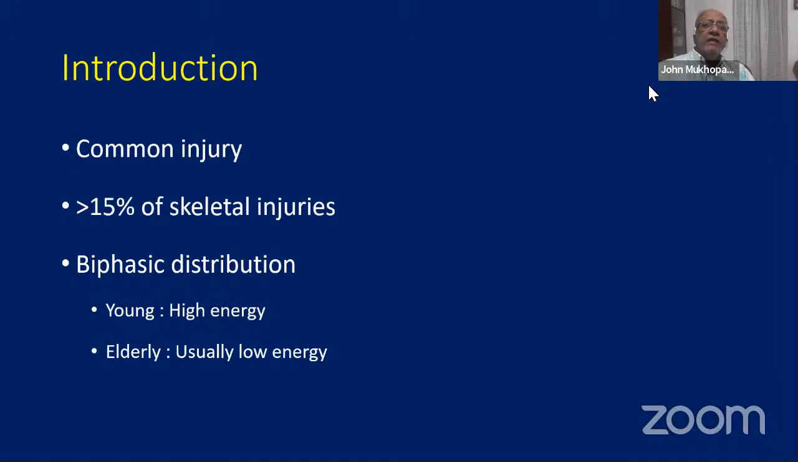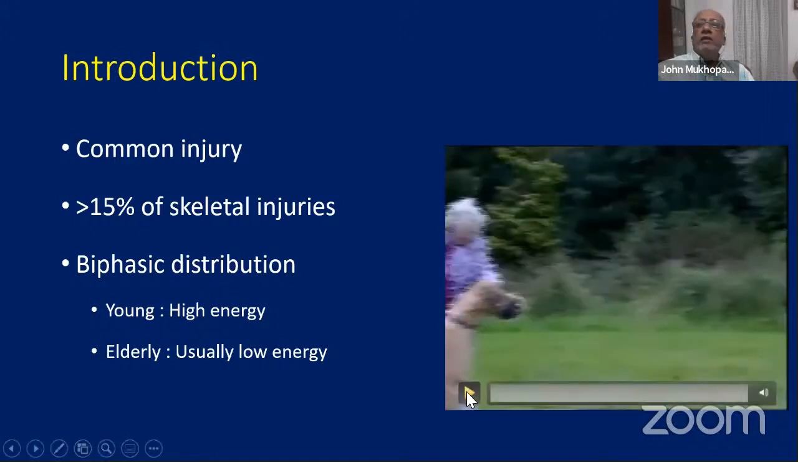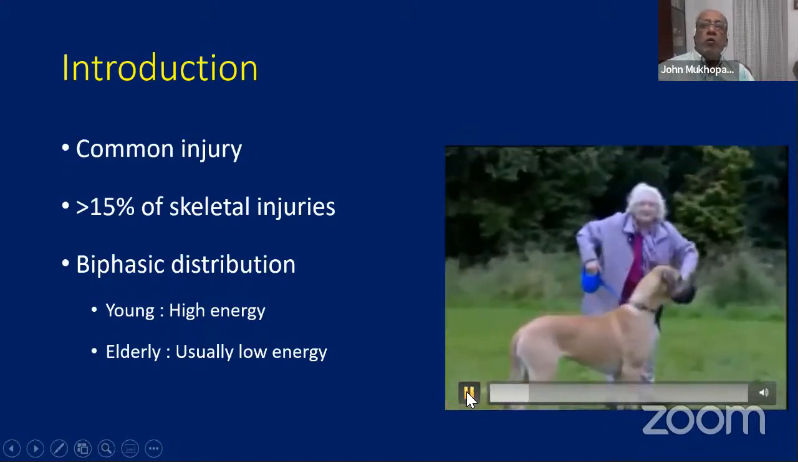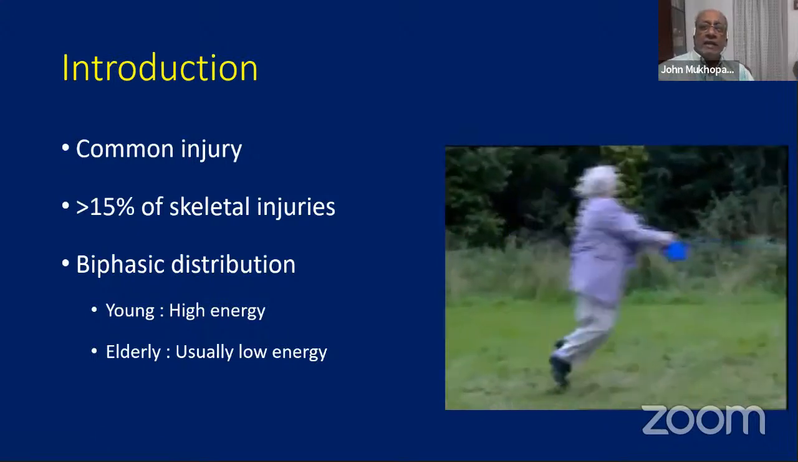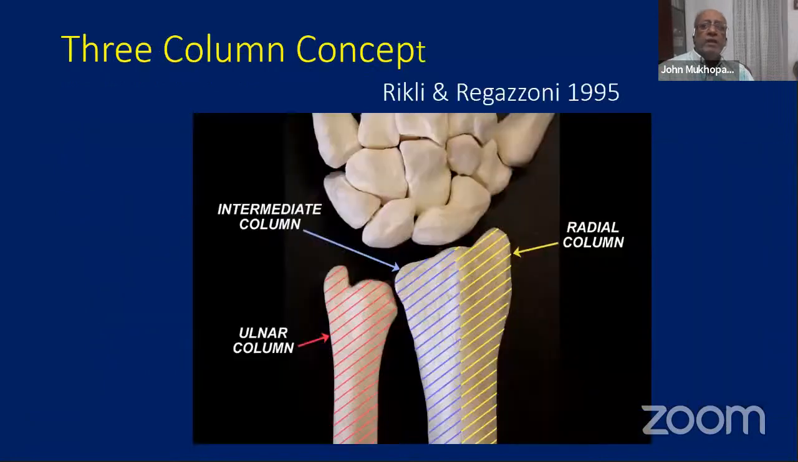It has a biphasic distribution in that in the young, it's usually a high energy injury. And in the elderly, it's usually a low energy fracture, but not always. Sometimes even in the elderly, you can have quite a high energy injury. So you need to be aware of that.